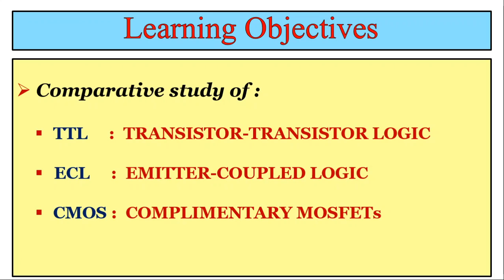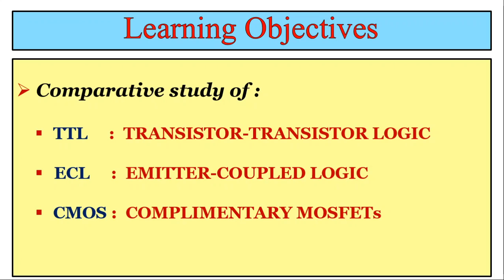In the previous lecture, we discussed different logic families such as diode logic, resistor transistor logic, diode transistor logic, and direct coupled transistor logic. We have also discussed their advantages, disadvantages, and the circuits, that is the RTL NOR gate circuit and DTL NAND gate circuits.